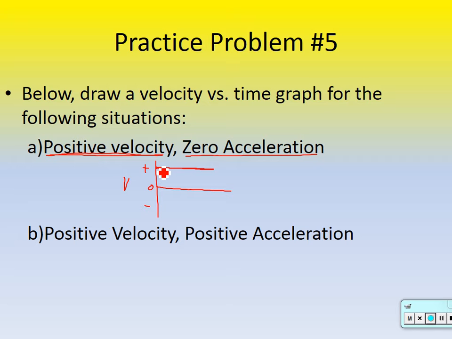Okay. All right, let's do B. It says positive velocity and positive acceleration. So take a second and see if you can get that. Draw it.